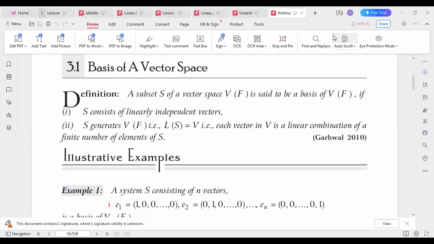Now, what is a basis of a vector space? A subset S of a vector space V is said to be a basis of V if S contains linearly independent vectors and S generates the vector space V. That means V can be written as all the linear combinations. So each vector in V is a linear combination of a finite number of elements of S.